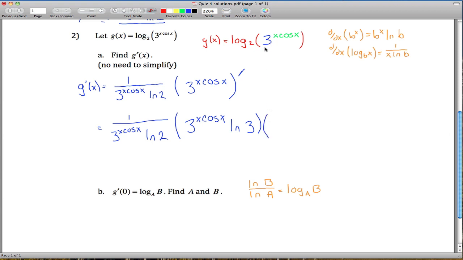We've just taken care of this function, the blue part. We still have to take the derivative of this green part here. This green part, x times cosine of x. Hopefully you see the product rule there. I think people did pretty well on that part.